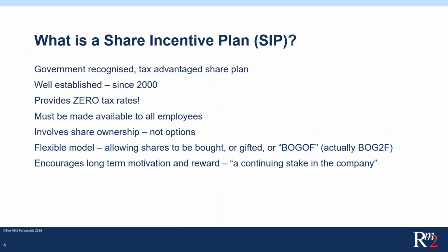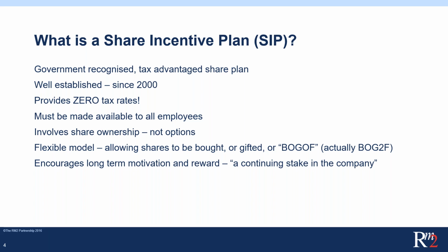So to start with, what is a Share Incentive Plan? It's commonly known as a SIP. It was created back in 2000, so it's been around for a number of years now. It's a government recognised plan, what used to be called an approved plan, now known as a tax advantage share plan. And that's a pretty good name for this particular type of scheme, because if you use it correctly, it can result in zero tax rates, both from an income tax and capital gains tax perspective. And that's for the participants, as well as zero NICs rates for the company as well.